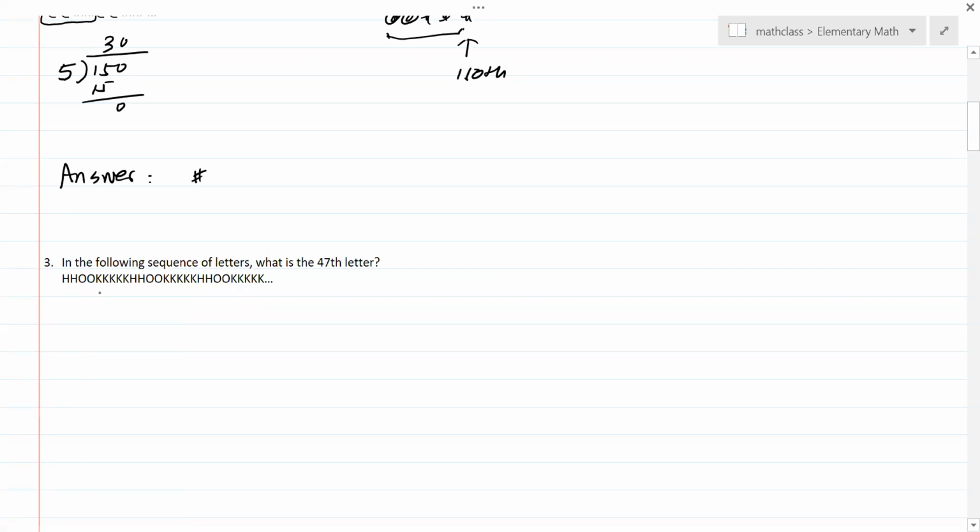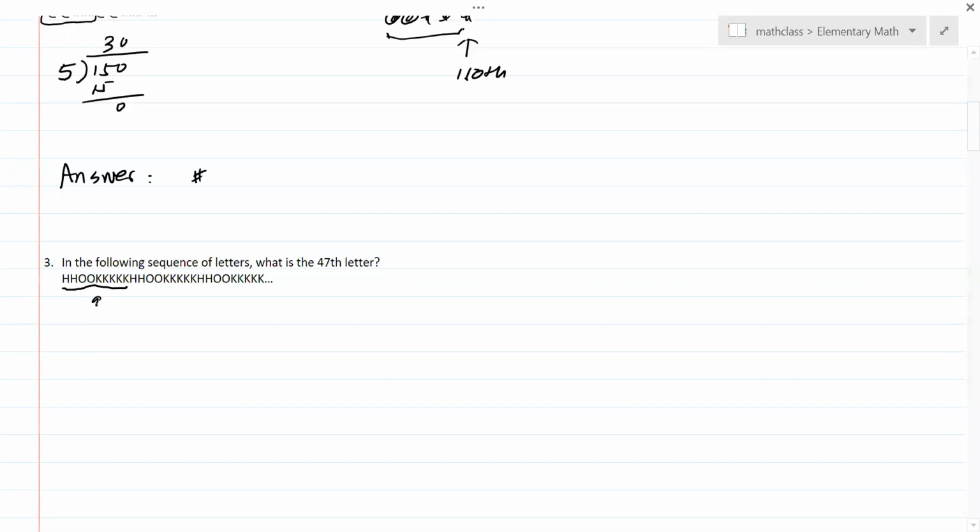HHOOKKKKK, 5 Ks there, right? So this will be the block. And how many letters are there? I have 9 letters: 2 H, 2 O, plus 5 K. So the block contains 9 letters.